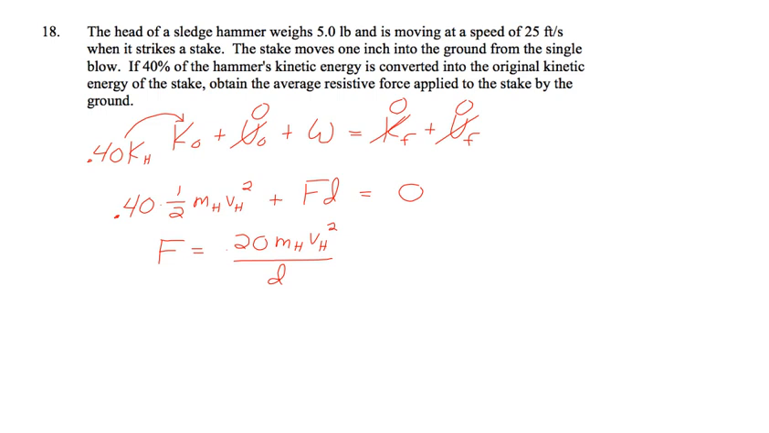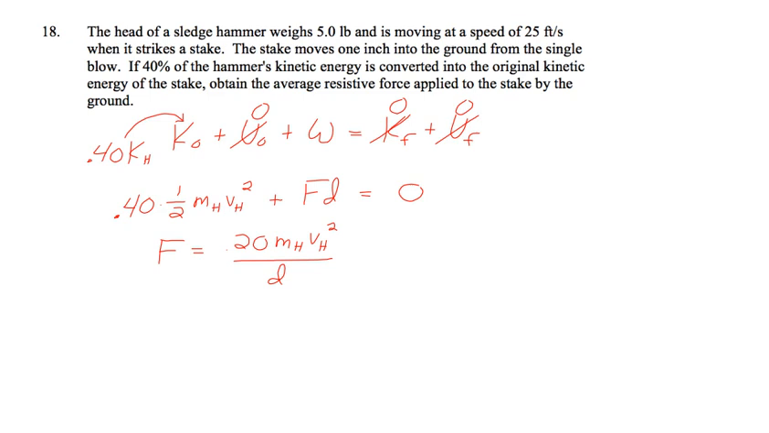I already have the velocity of the hammer in the units I want it to be in, 25 feet per second, but I have the weight of the hammer, not the mass, so I need to get the mass of the hammer. And I have the D in inches. That needs to be in what units? Feet. So I need to do two conversions here.